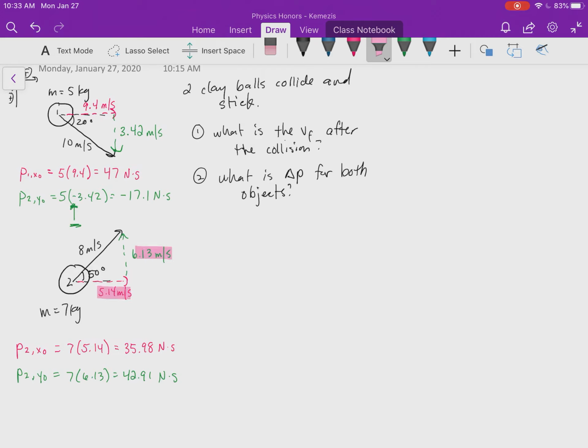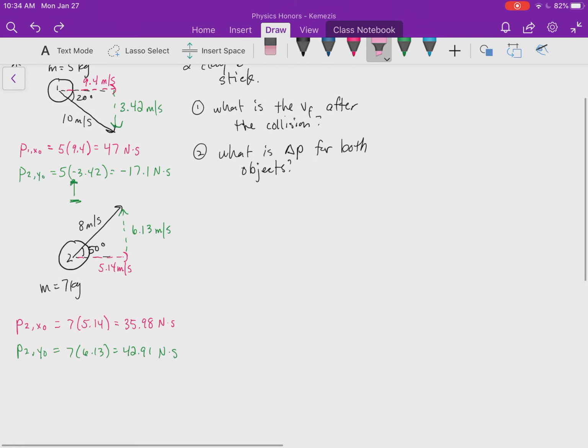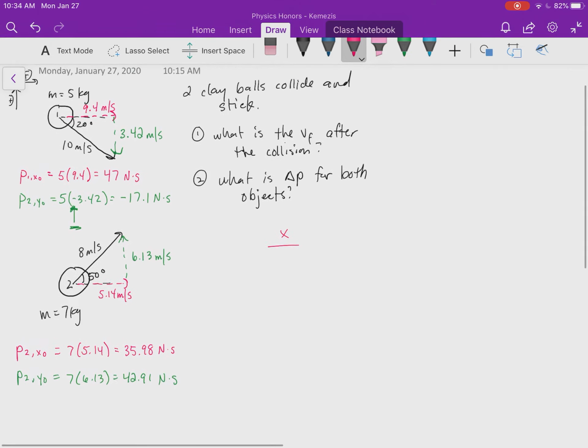I did the same exact thing for the second object. I broke it into its different component velocities, and then I also talked about the initial momentums of this object in the x and y direction. So that's just something I did to start. Now we can start talking about what the final velocity is after the collision. I'm going to take it through with the momentums and show you how we can get to the final velocity after that. So again, anytime we have components, we should keep it in those components.